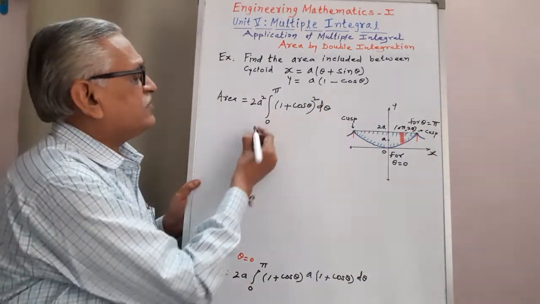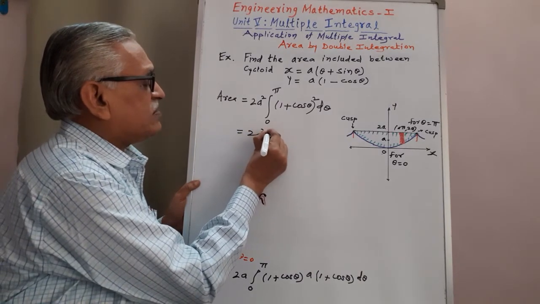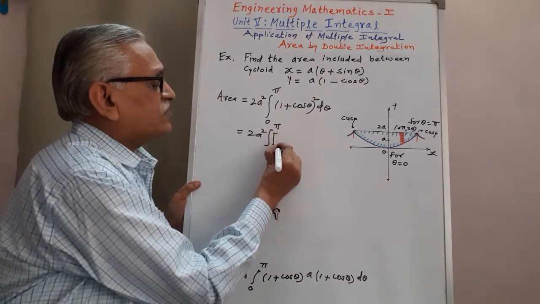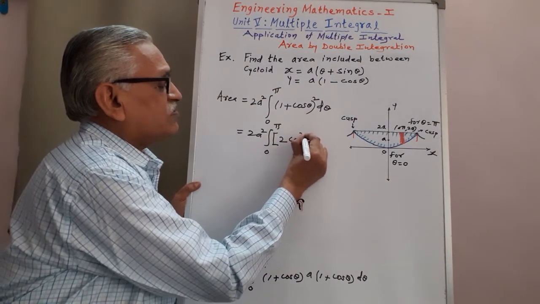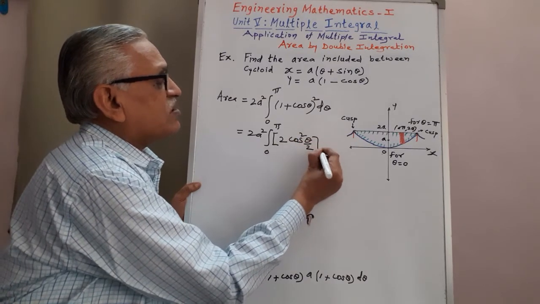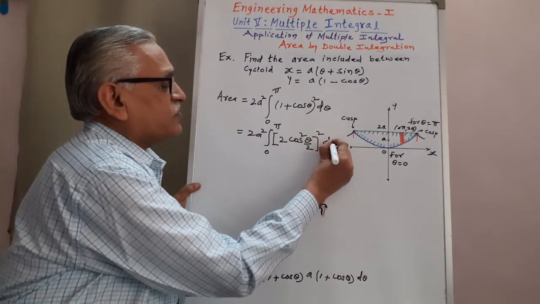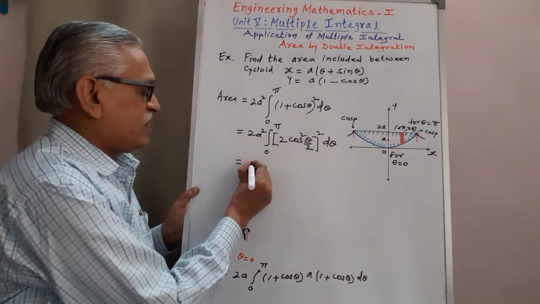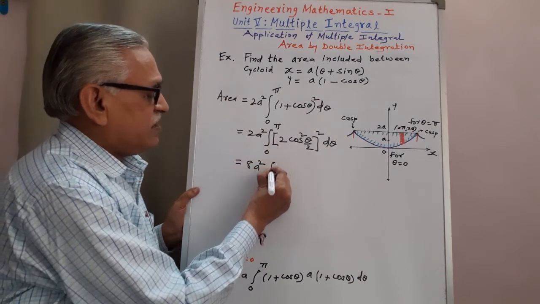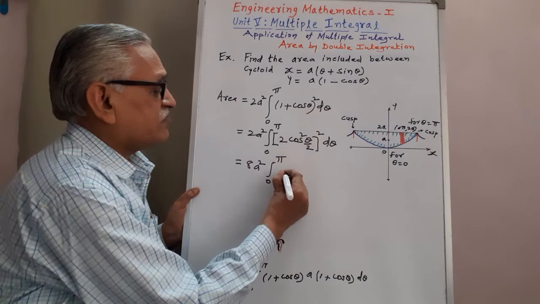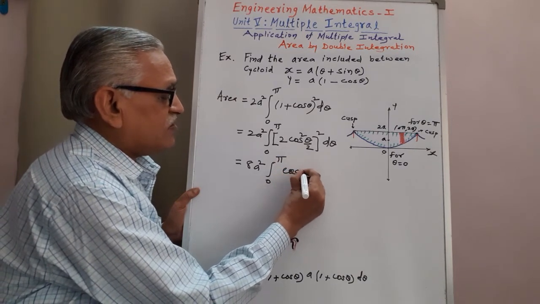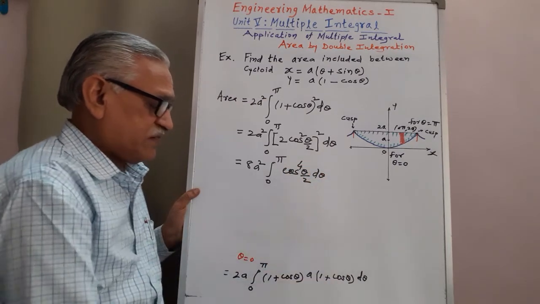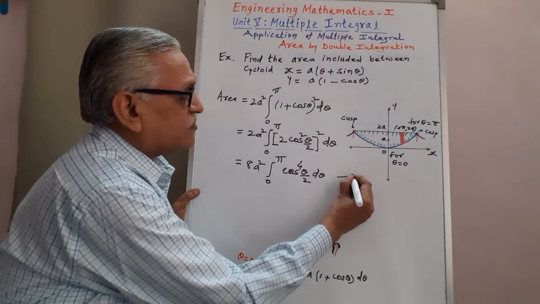Converting it into half angle, it is 2a square integral from 0 to pi. 1 plus cos theta is 2 cos square theta by 2, and its square with respect to theta. Therefore, 2 square is 4, 4 times 2 is 8, 8a square integral from 0 to pi of cos theta by 2 raised to 4 d theta. We call this equation 1.